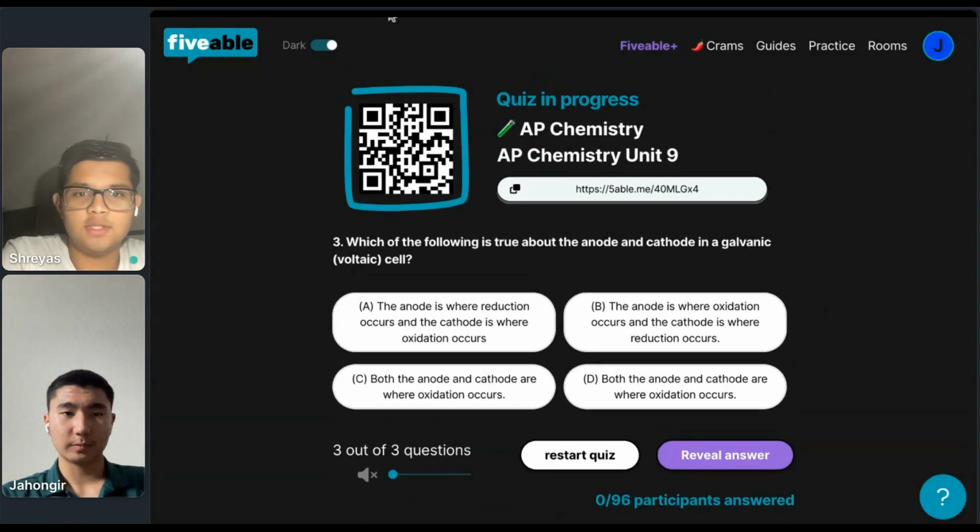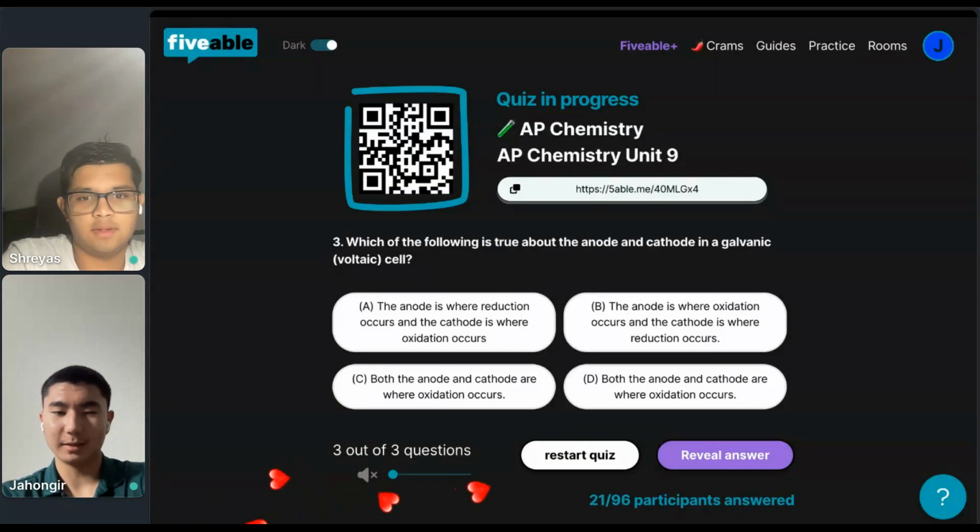Our next question says, which of the following is true about the anode and cathode in a galvanic cell? We'll give you guys a couple of seconds to answer this again, and then we'll reveal the answer.